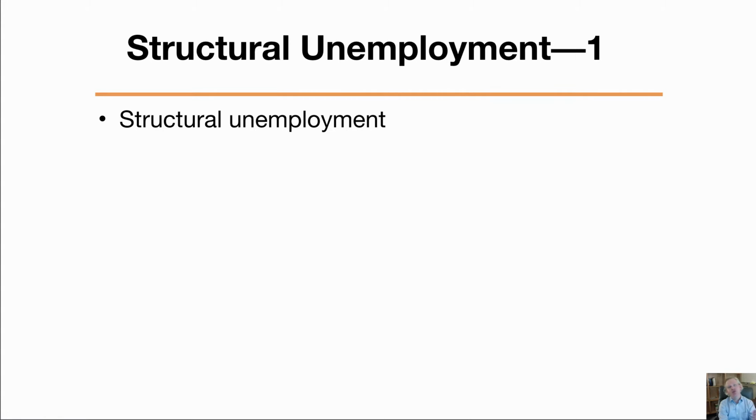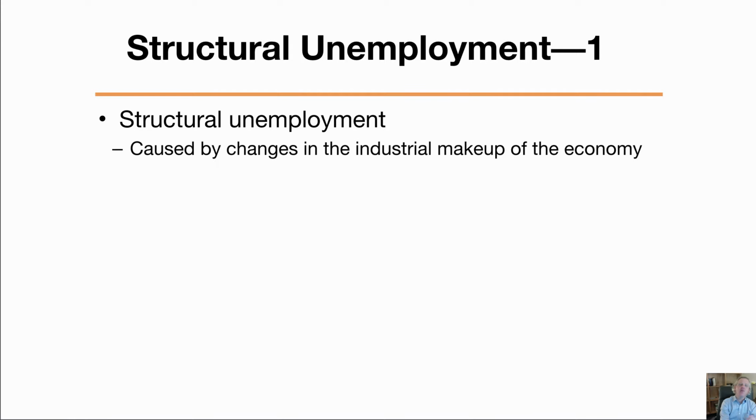So first, let's start with structural unemployment. What is structural unemployment? Well, it's unemployment that's caused by changes in the industrial makeup of the economy. As businesses close, as the economy evolves, as things adapt, some workers are going to lose their jobs. Joseph Schumpeter called this creative destruction.